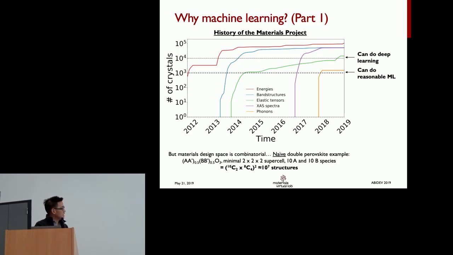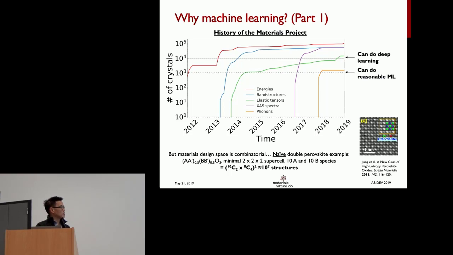Now, even though we have quite substantial data on a number of materials, the materials design space is actually combinatorial. I'm going to give a naive example. Obviously, I'm not taking into account symmetry or anything. If you just think about a double perovskite and you simulate it with a 2x2x2 supercell, you have 10 types of A species and 10 types of B species. Essentially, we are already talking about 10 to the power of 7 structures that you essentially have to more or less evaluate for that kind of application.